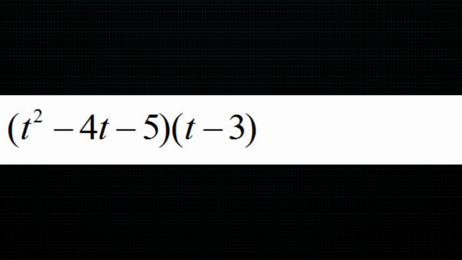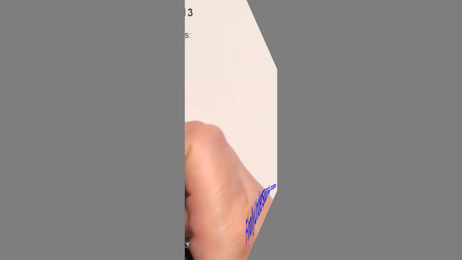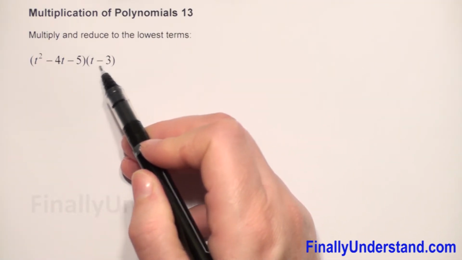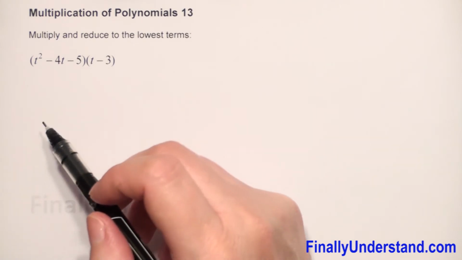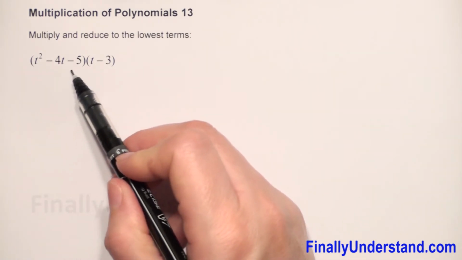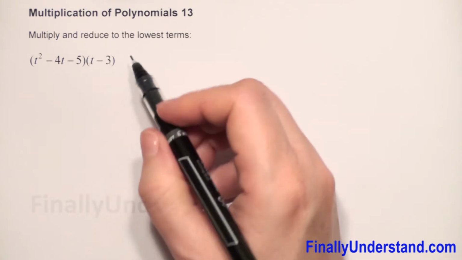We have multiplication of polynomials. In the first parenthesis we have a trinomial because we have 3 terms, and in the second we have a binomial because we have 2 terms. How do we do multiplication of polynomials? We have to multiply every term in the first parenthesis by every term in the second parenthesis.